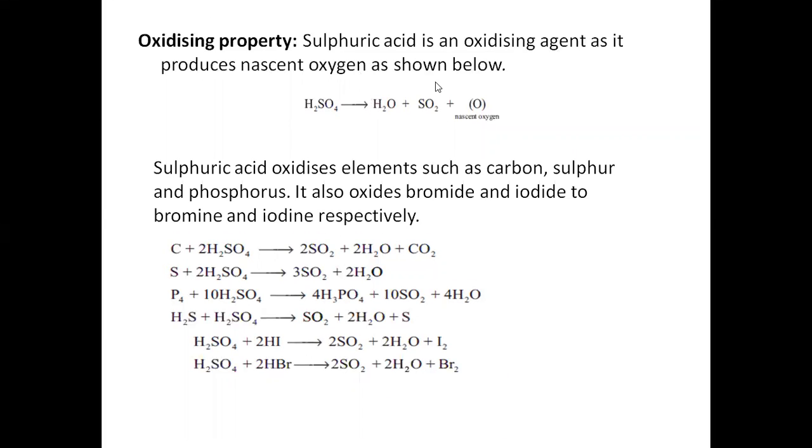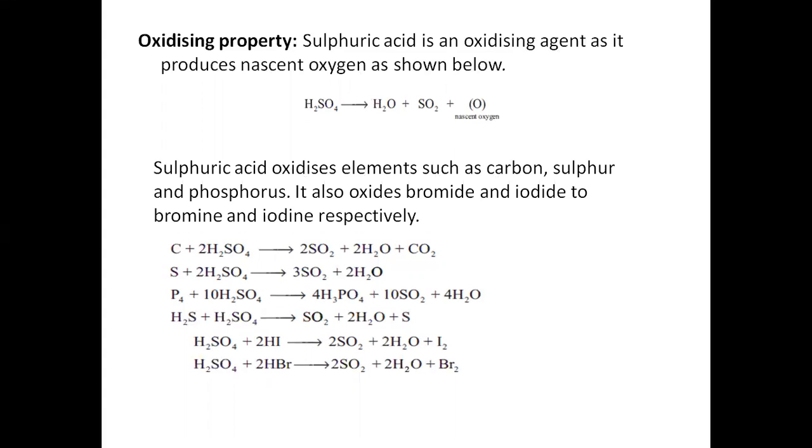Sulfuric acid. Sulfuric acid oxidizes elements such as carbon, sulfur, and phosphorus. It also oxidizes bromide and iodide to bromine and iodine respectively.